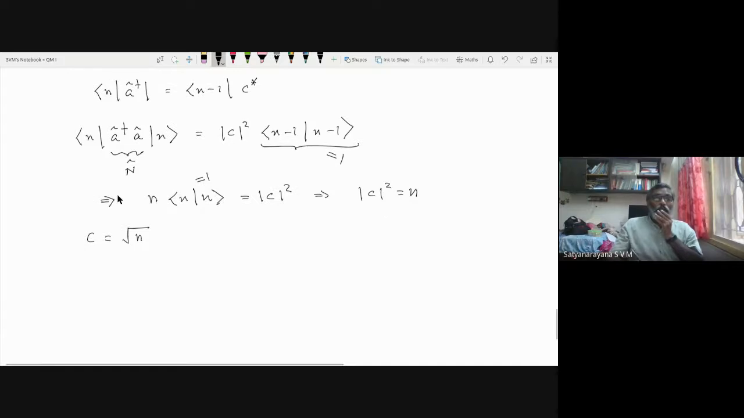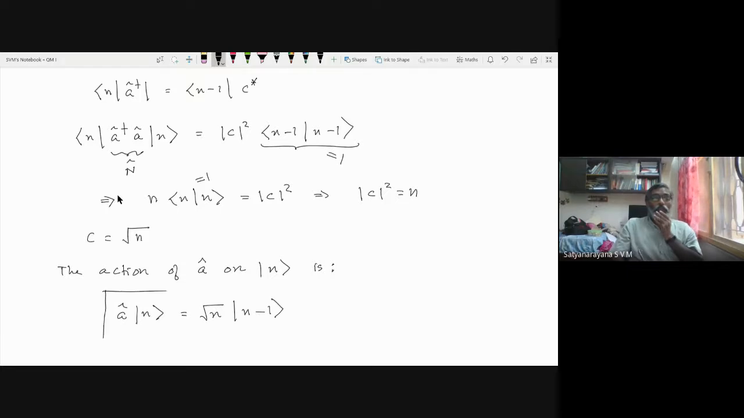So our result is that the action of A on |n> is, what is the action? A on |n> is equal to square root of n, |n-1>. So this is the action.